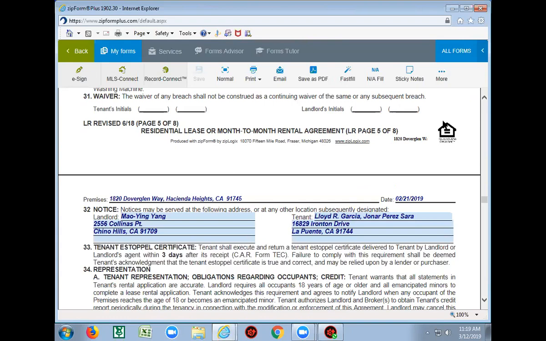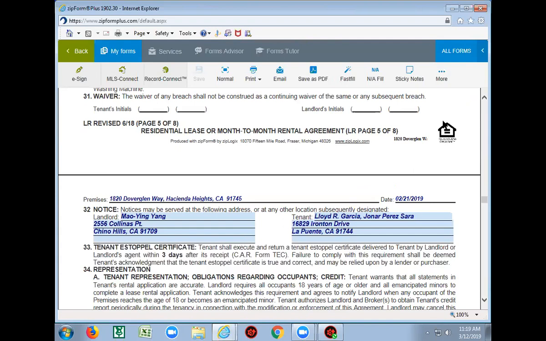And the waiver of any breach shall not be construed as a continuing waiver of a subsequent breach. So if you really want to waive anything, which I don't recommend, you could issue a waiver, but I don't recommend you waive anything on the lease agreement.